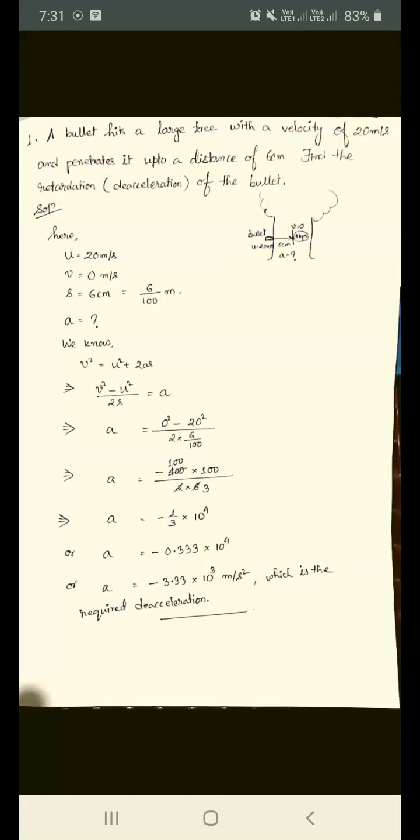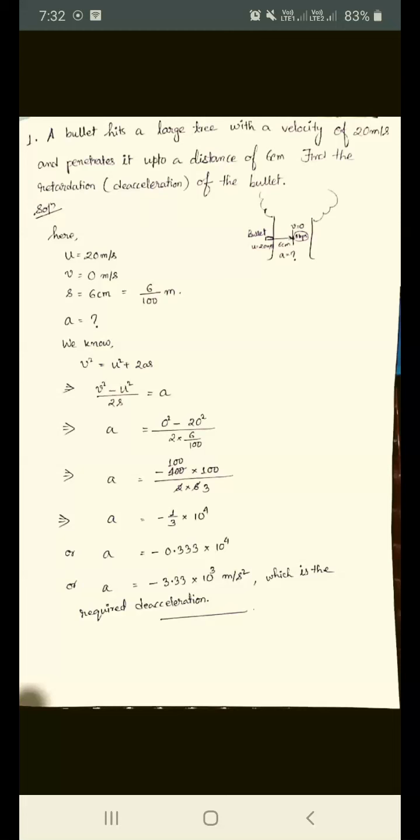So here you can see that a bullet hits a large tree with a velocity of 20 meter per second and penetrates it up to a distance of 6 centimeter. Find the retardation. The meaning of retardation is deceleration of the bullet.